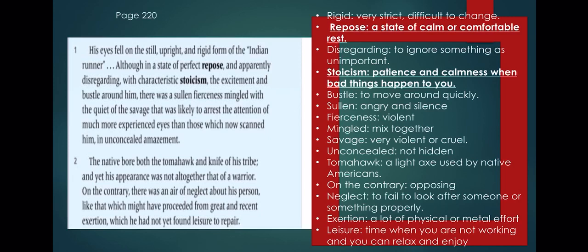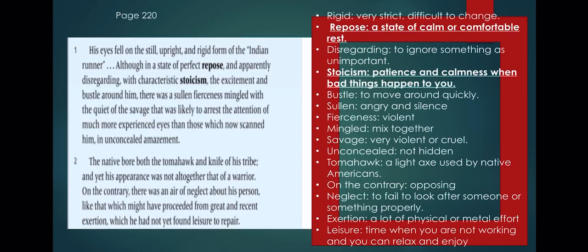So, the native, which means the original people, bore both the tomahawk, which is a light axe used by Native Americans. We're going to see a photo of a tomahawk. What do you mean by tomahawk? And knife of his tribe, and yet his appearance was not altogether that of a warrior.